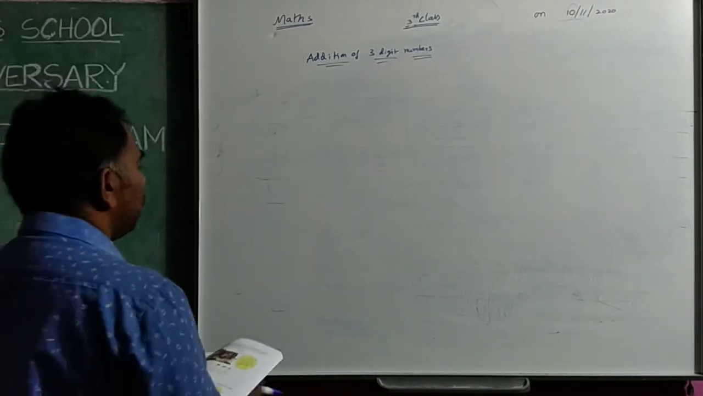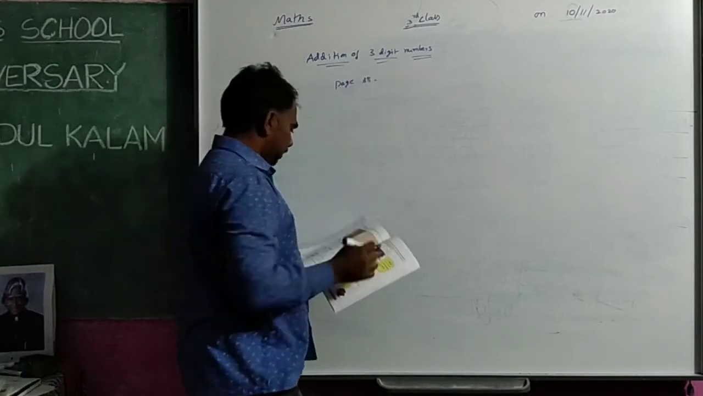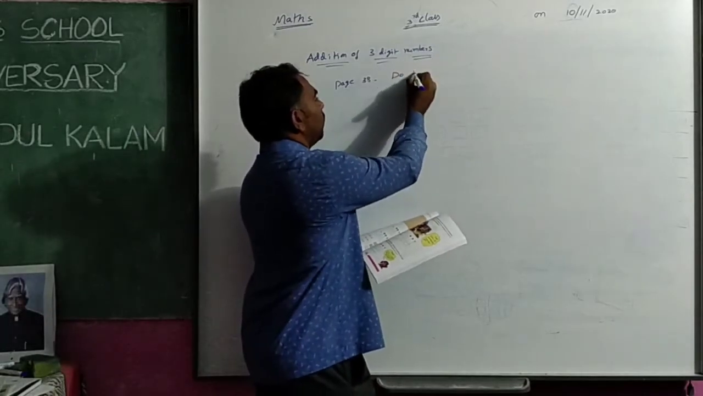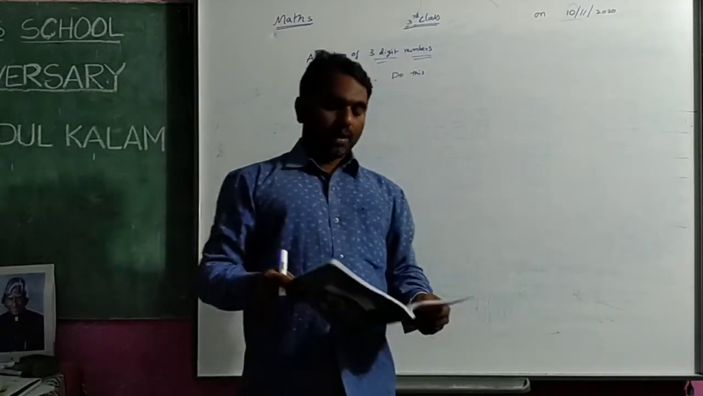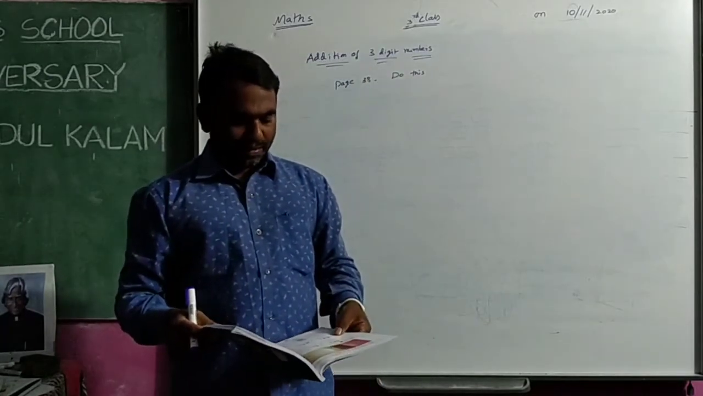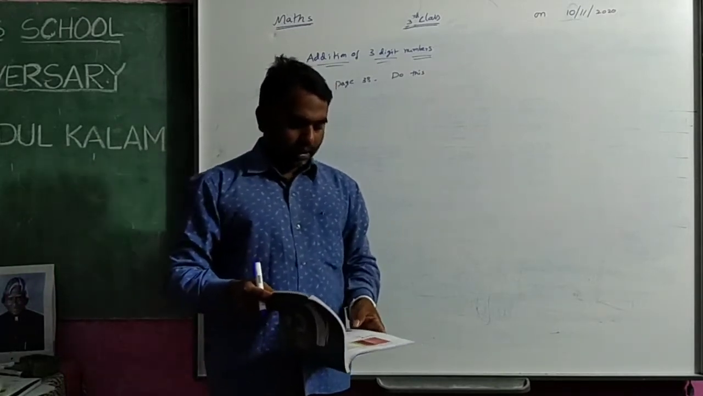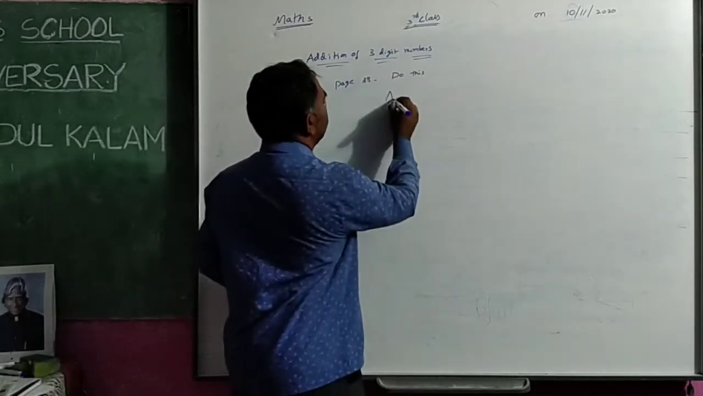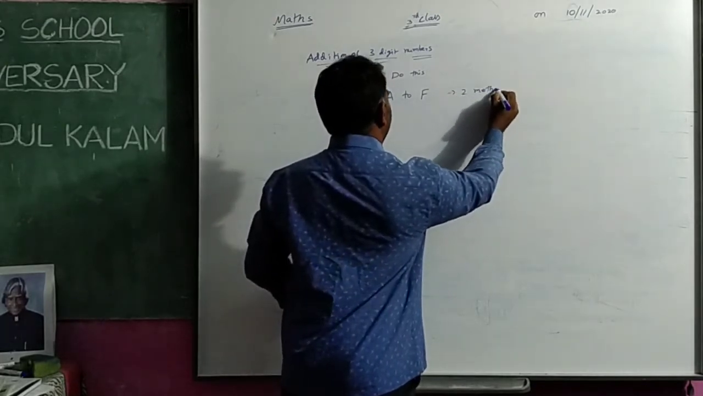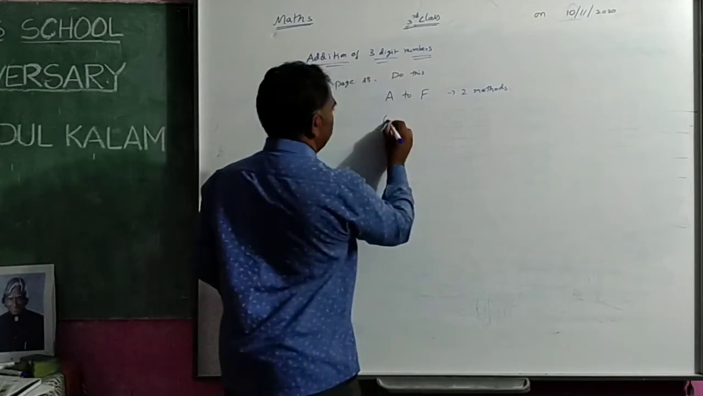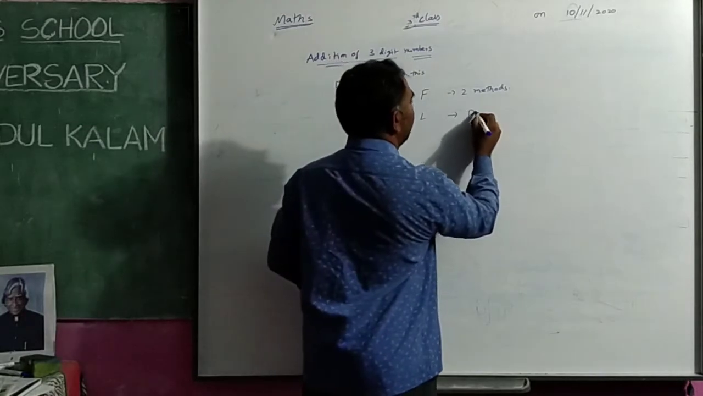Now children, all of you open page number 38. Page number 38. You have a lot of questions there that are A to L. A, B, C, D, E, F, G, H, I, J, K, L. You do one thing, from A to F, do 2 methods: practical method and direct method. But the problems from G to L, only do the direct method.